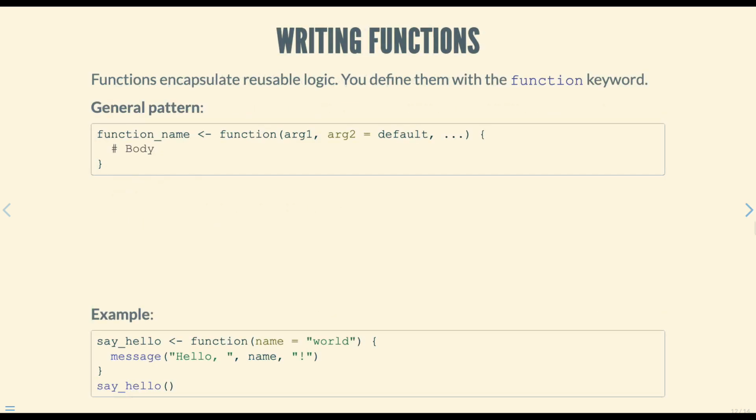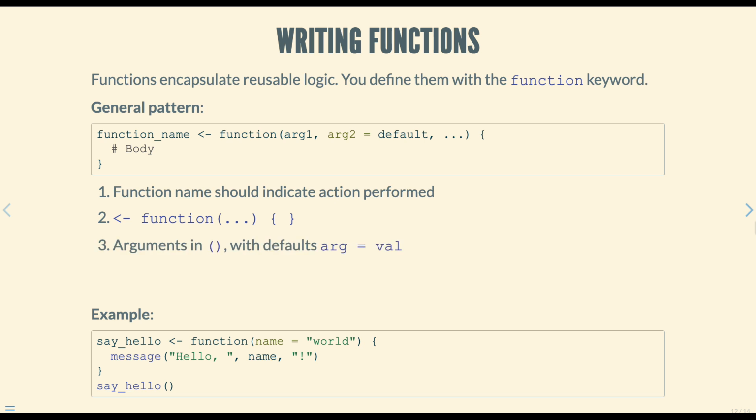You can write your own functions to encapsulate reusable logic. A function definition follows this pattern. First, specify a function name indicating what the function will do. Second, assign this name to an object generated by the function keyword. Third, specify the arguments in parentheses. You can specify default values using an equals sign. Fourth, the function body, wrapped in braces, can consist of any number of commands.